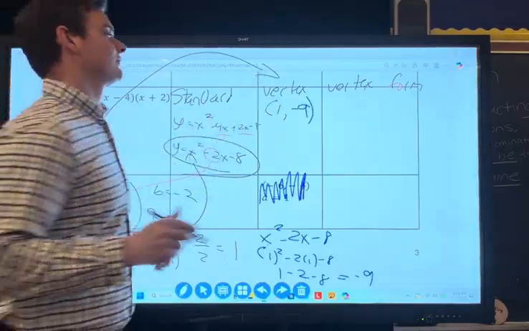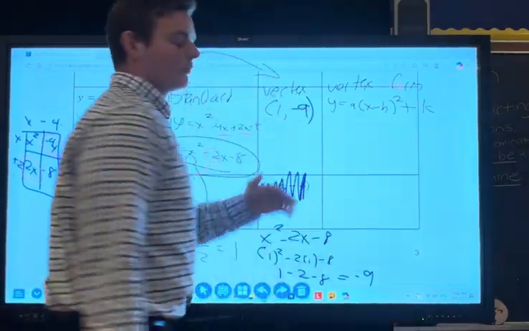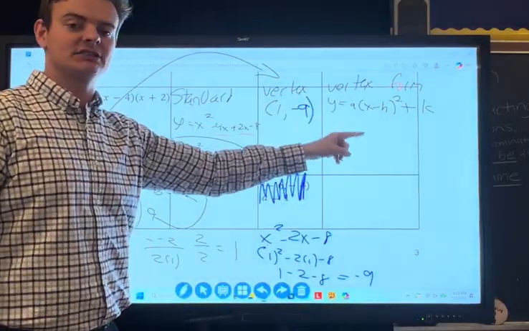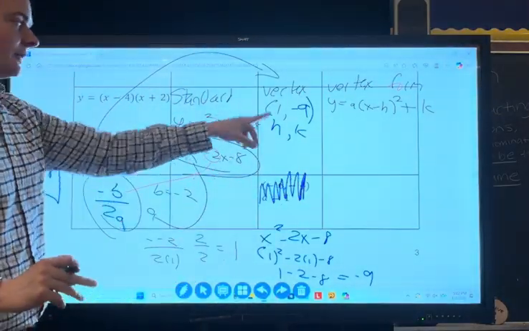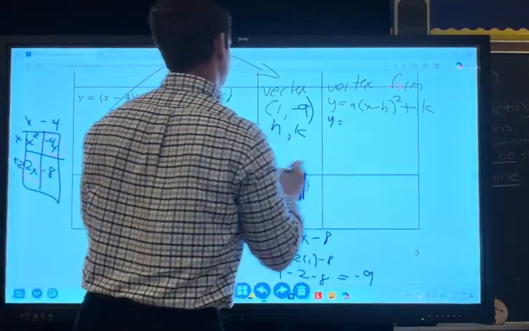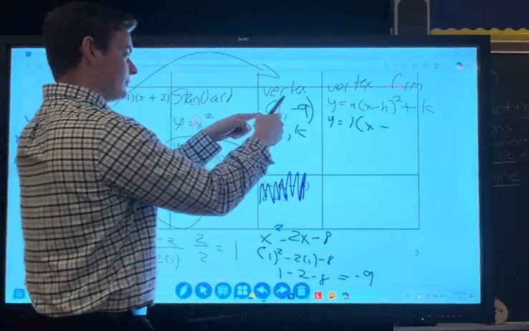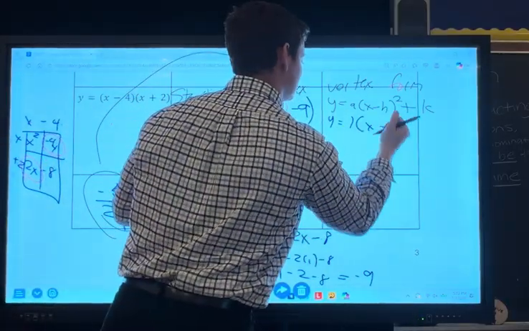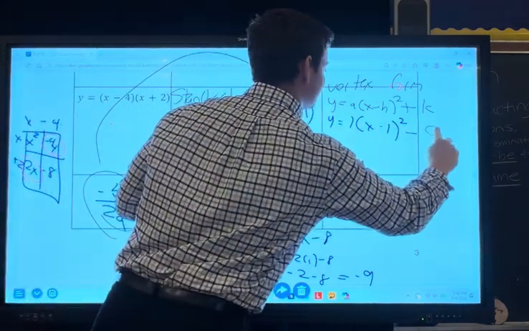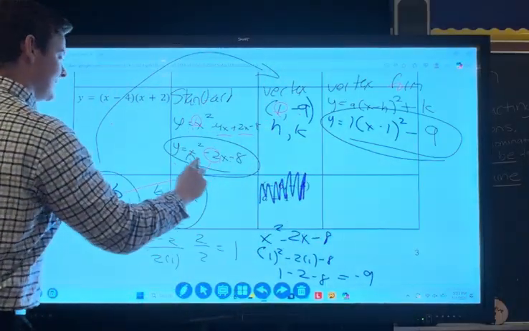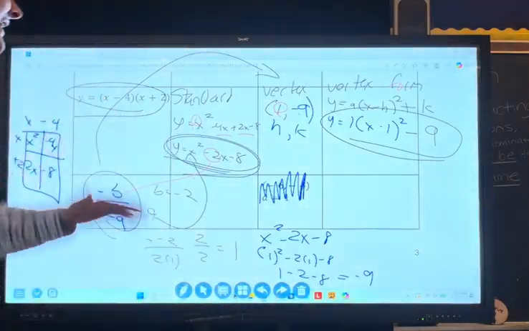To put this into vertex form, y equals a times (x minus h) squared plus k. Don't worry, you will have that formula on the test. However, you need to know how to use it. This is my h, this is my k, so I can plug it in. Y equals, my a is 1 from before, 1 times (x minus 1) squared plus negative 9, or just minus 9. And this, and this, and this are all three ways to say the exact same thing.